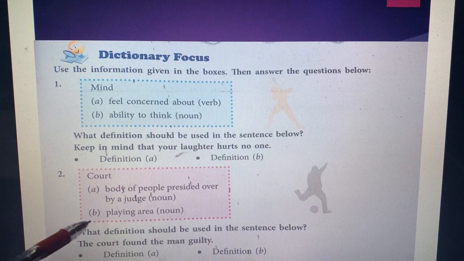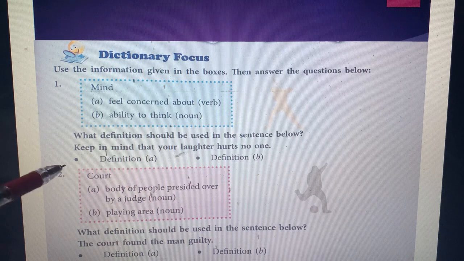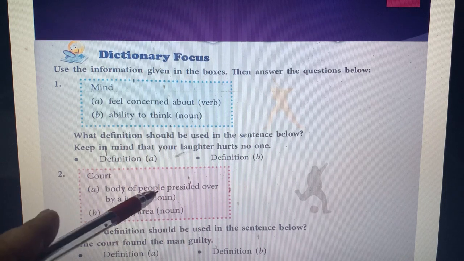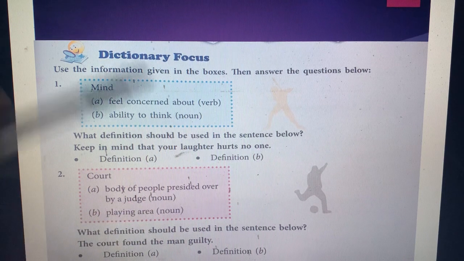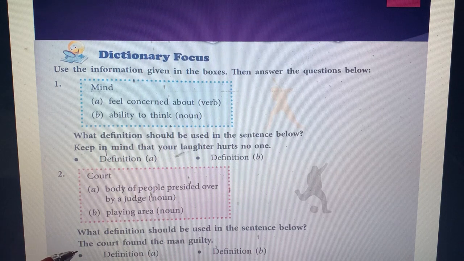Next is, this is again the box given, court. There are two meanings of the word court. First is body of people presided over by the judge. This is the noun. Aapne dekha hai, court hota hai jisme judge baithte hain. Aap sab gaye hoge. It is a playing area. आपने देखा है football में court होता है ना. So the sentence is, the court found the man guilty.